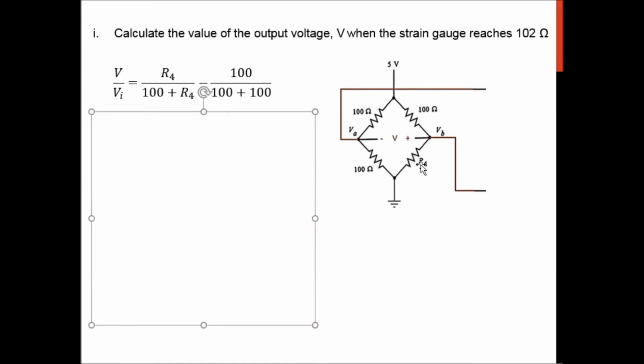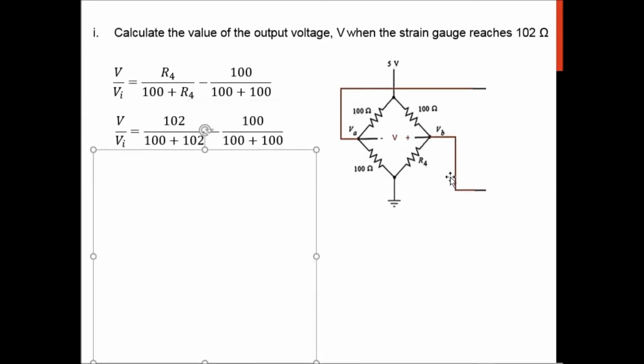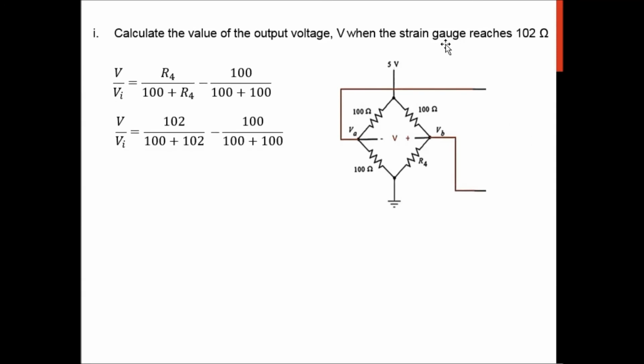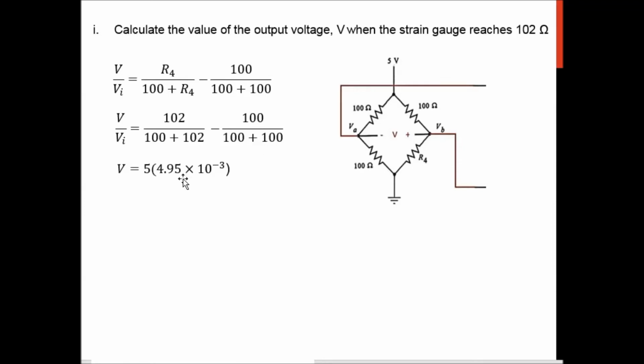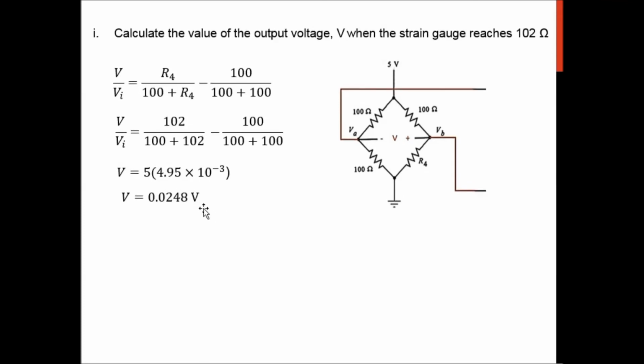So it will be R4 over 100 plus R4, minus 100 over 200. And you will have 102 because R4 has now reached 102, and then you will get 4.95 times 10 to the power of minus 3, multiplied with Vi. Vi is the power supply, which is 5, this voltage here. And so your V is equivalent to 0.0248 volt. Okay, so that's the voltage at the strain gauge.